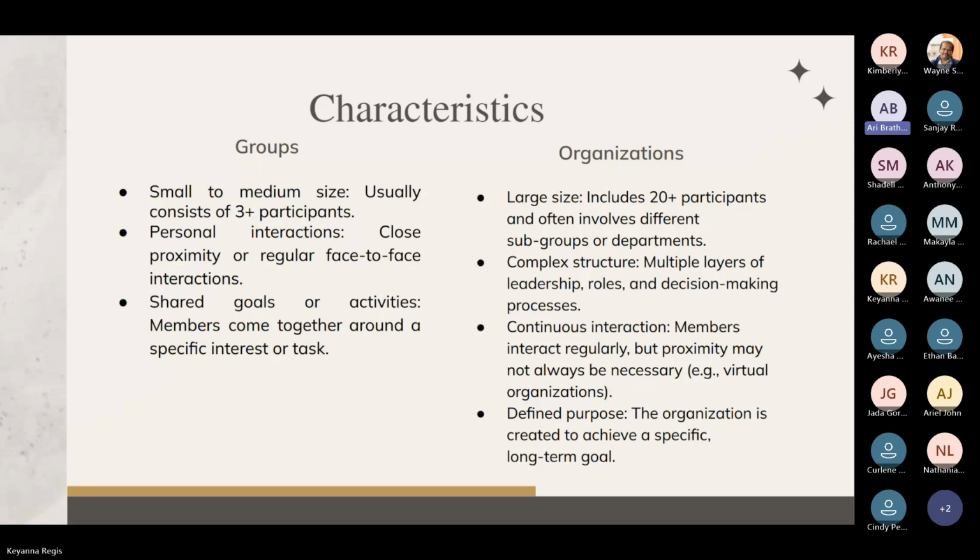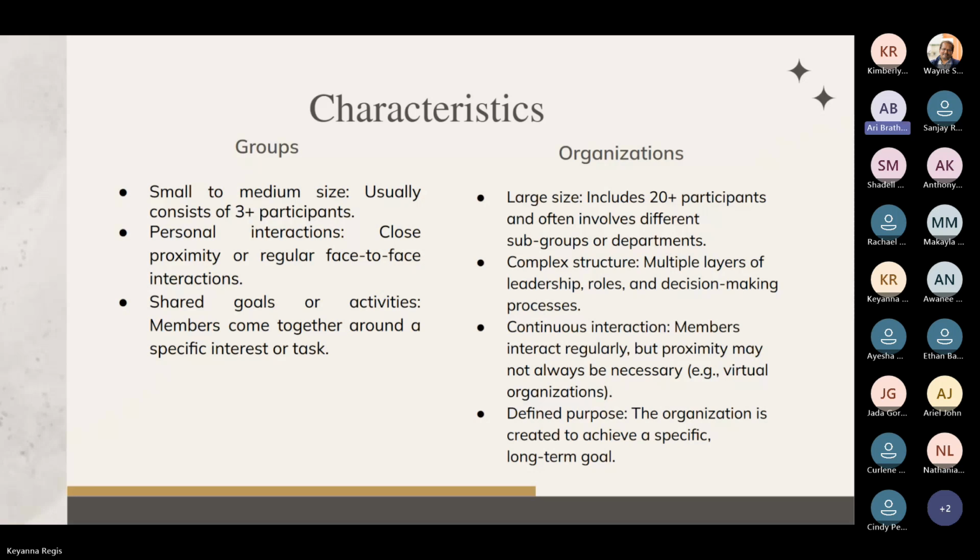Personal interactions of groups include close proximity or regular face-to-face interactions. They also have a shared goal or activity where members come together around a specific task or a specific interest.